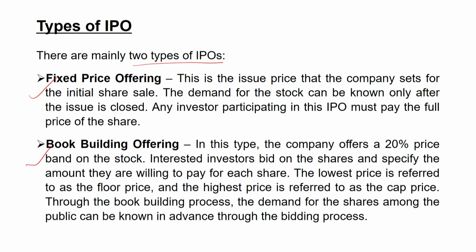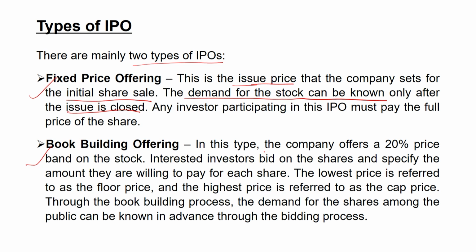In the fixed price offering, the issue price that the company sets for the initial share sales is the price at which the shares will be sold. So the demand for the stocks can be known only after the issue is closed. So any investor who is participating in this particular IPO must pay the full price of the share that has been announced as the issue price by the company.